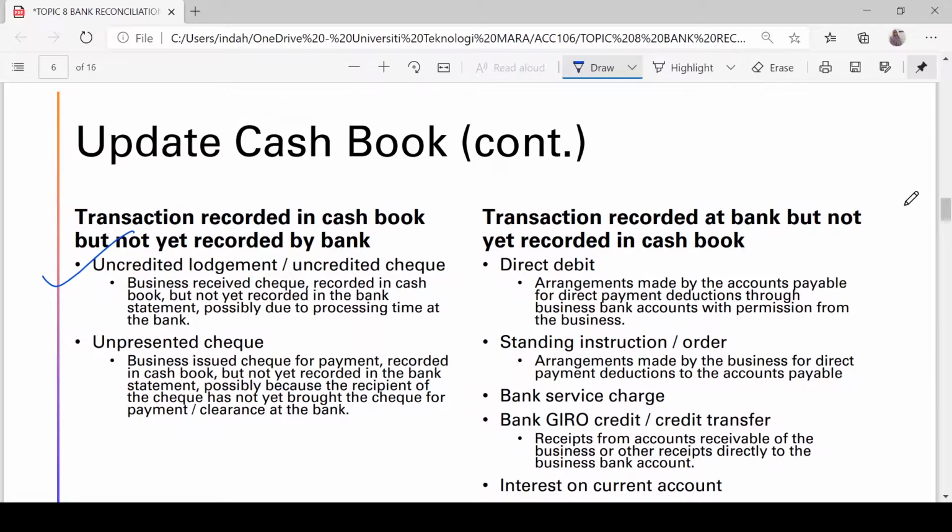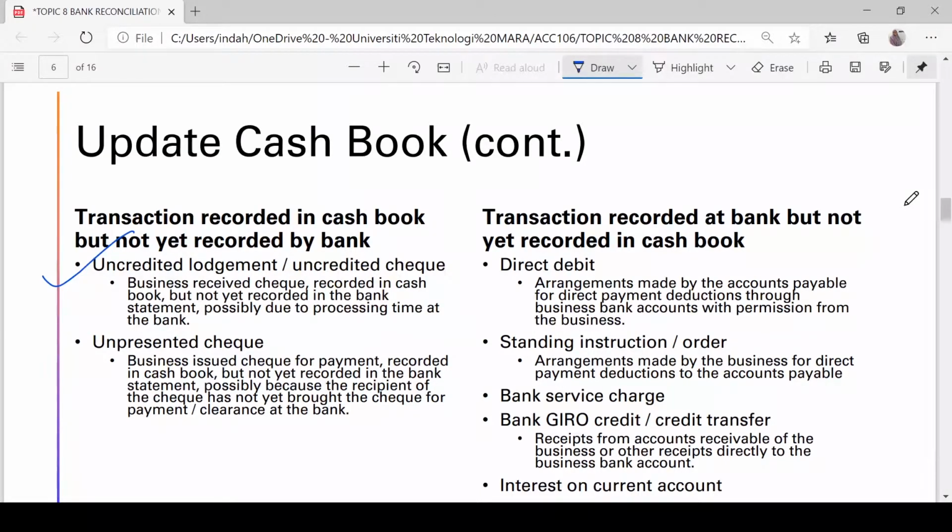Maybe you deposit the check at the end of the month. So when it takes 3 days to process, the check will be processed in the following month. So when you receive the bank statement for the current month, this transaction will not appear.